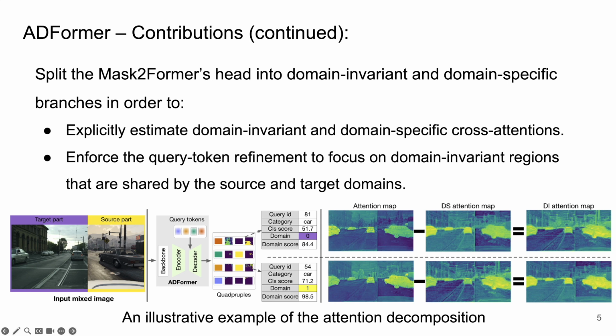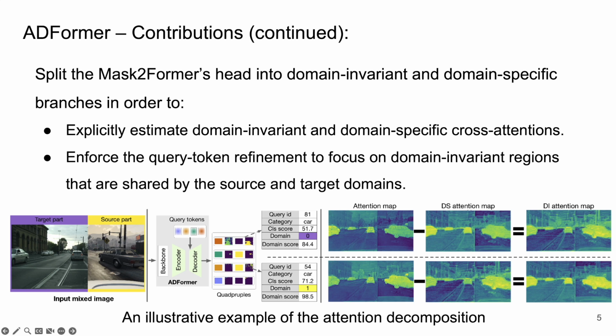Here is an illustrative example of the attention decomposition. The input is a synthetic image, in which the left part is from a target image and the right part is from a source image. For each query token, ADFormer produces a quadruple for it.